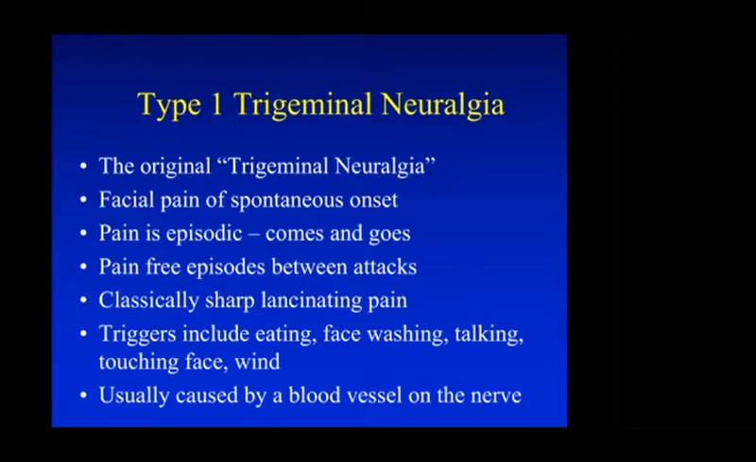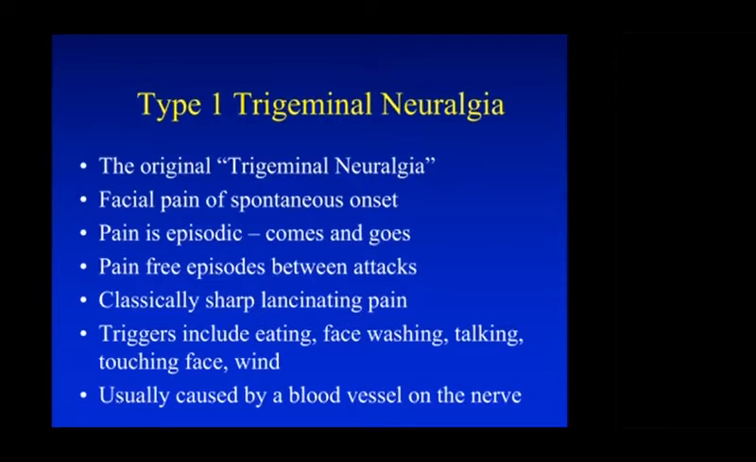The main triggers for type 1 trigeminal neuralgia include eating, washing your face, talking, touching your face, having somebody hug you or kiss you, and wind blowing on the face. This is also an important factor that we ask patients about, because if they have one or more of these triggers, they're much more likely to have type 1 trigeminal neuralgia. If a patient comes in and says eating doesn't make my pain better or worse, talking, touching my face doesn't make my pain better or worse, that usually means they do not have type 1 trigeminal neuralgia.